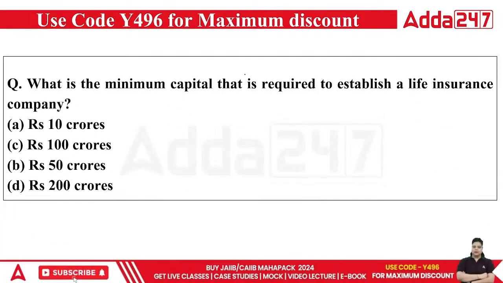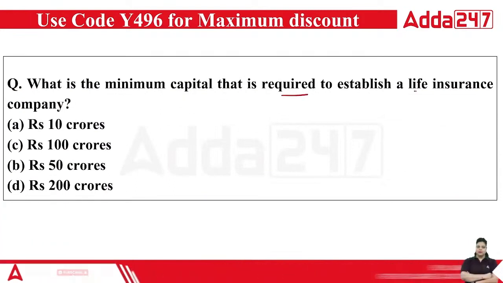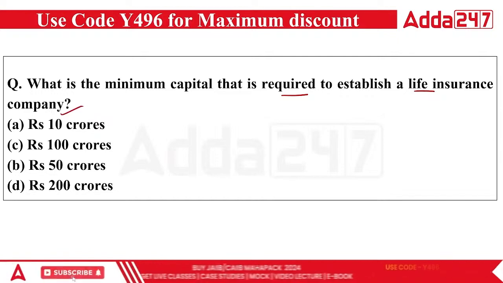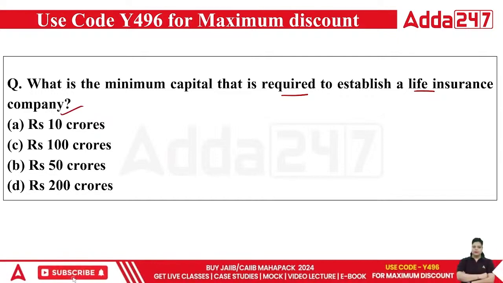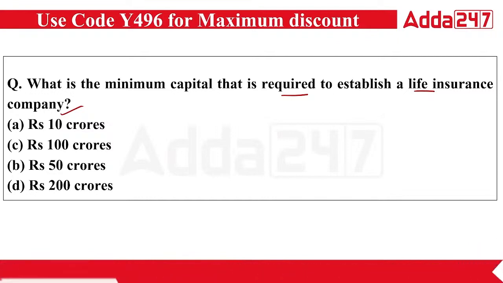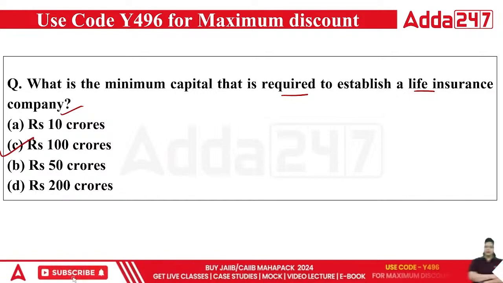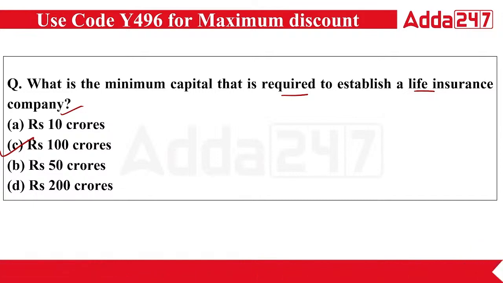Next, what is the minimum capital required to establish a life insurance company? If you want to establish a life insurance company, the minimum capital required is 100 crores. How much capital is required? 100 crore. Like in the banks, if you want to open a universal bank, you need 500 crore minimum capital. If you want to open a payment bank, you need 100 crore.